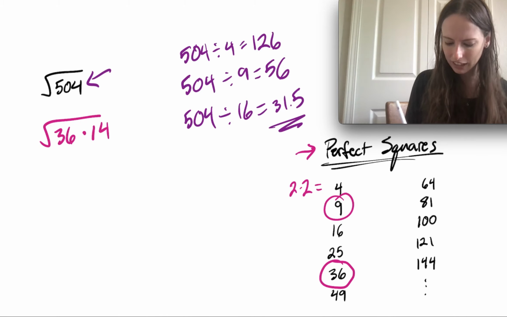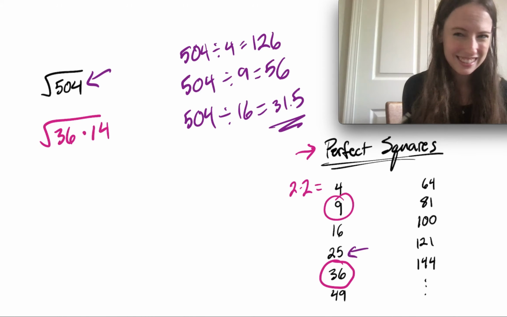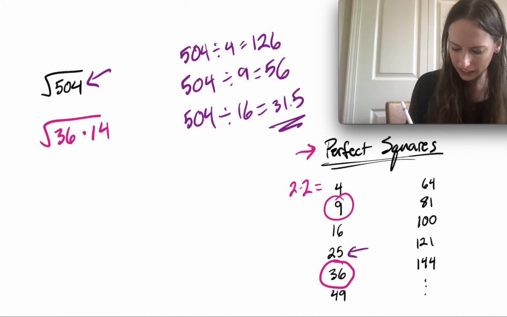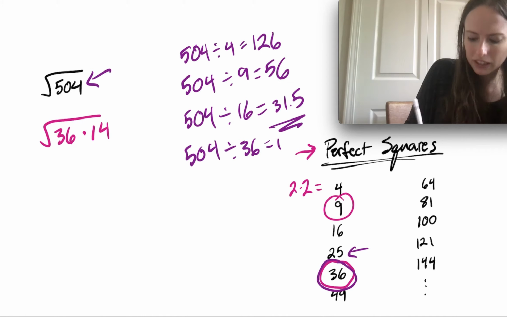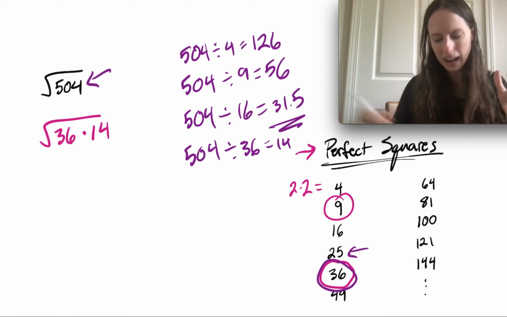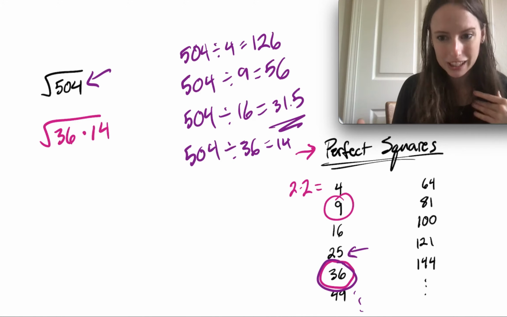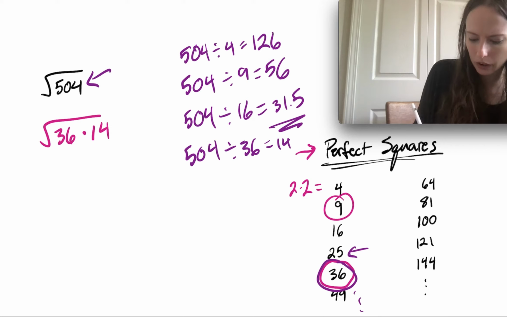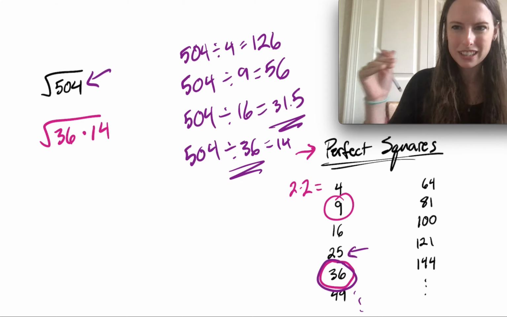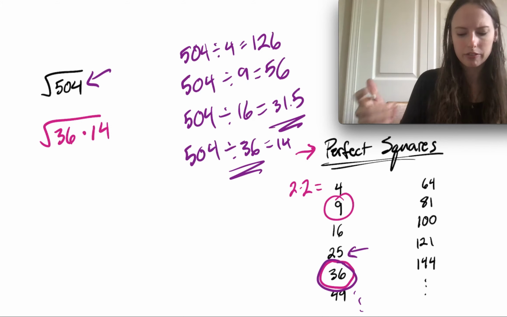What about 25? I'm going to get a decimal there too. That's not going to work. Then we get up to 36. 504 divided by 36 gives me 14, and that's when, I mean, we could keep on testing. We could try the 49 and the 64 and the 81, but at this point, I know I found the highest perfect square that goes into 504.